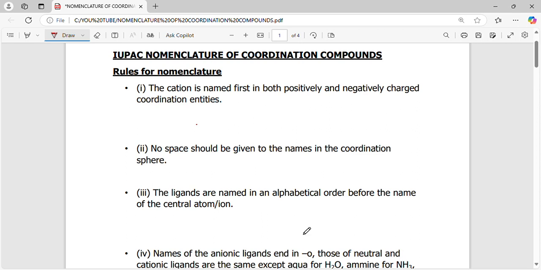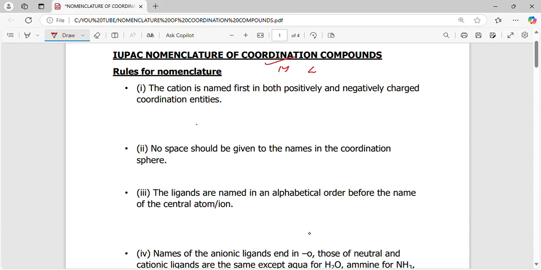Hi friends, today I am going to discuss the IUPAC nomenclature of coordination compounds. Coordination compounds are compounds which contain a central metal atom with some ligands attached to it. Today I am using a set of rules to find the nomenclature of these kinds of coordination compounds.